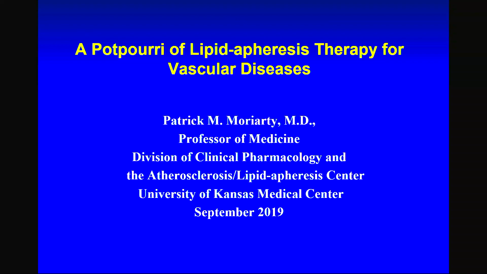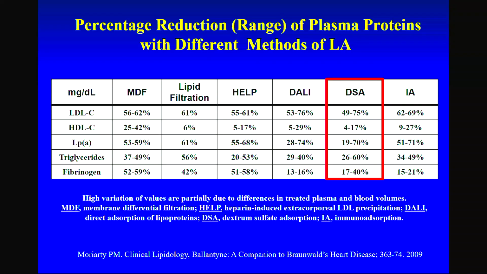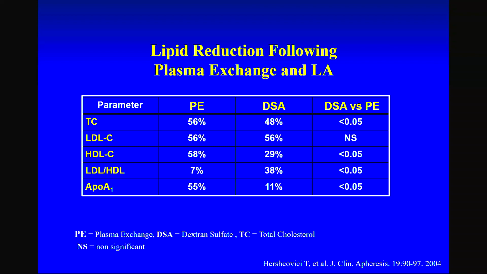But let me move ahead with this. One thing I talk about when I talk to people that do apheresis, because the hematologists and nephrologists have this big belief that plasma exchange can do the same thing as lipid apheresis. And these are some studies showing you that it can't. So here's plasma exchange. Here's the dextran sulfate. Look at the HDL reduction that you see here, a major difference.